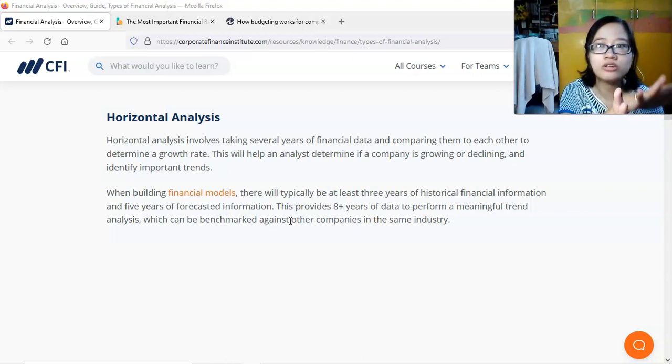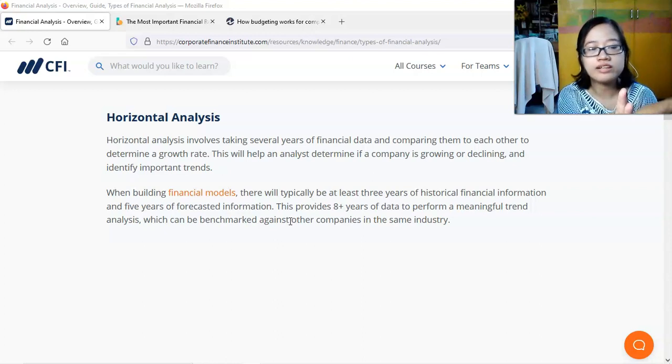Okay. Depending on yung result ng horizontal analysis mo on the historical data, kung ano yung gagamitin mo sa projection mo din for the future years. Okay. So, yan. Pwede siyang gamitin.